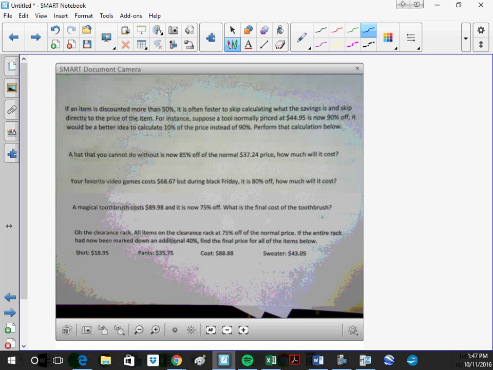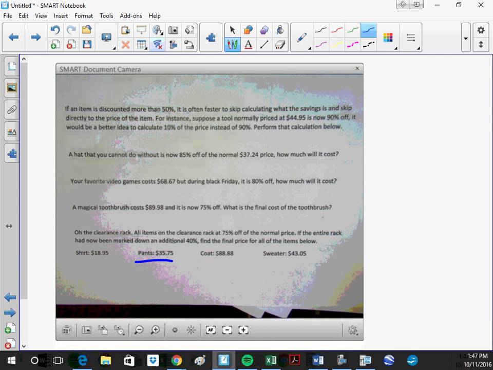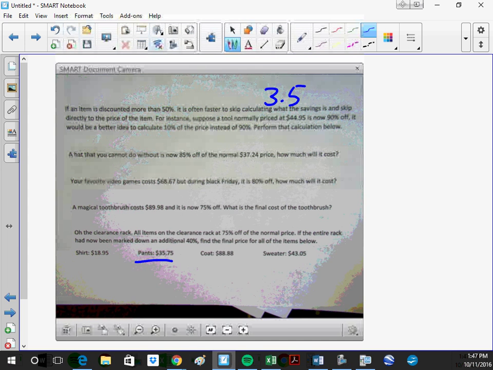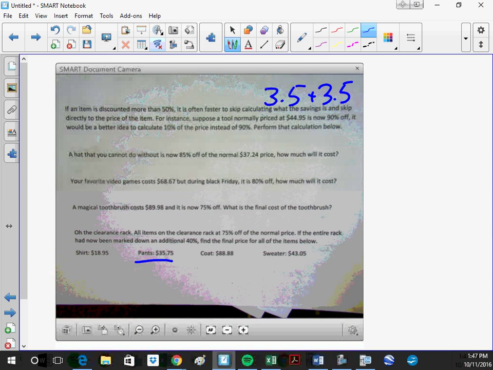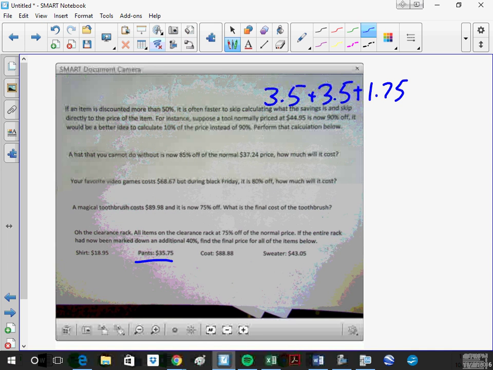So a pair of pants costs $35.75. If I turn that into 10%, I get $3.5. I want to calculate 25%, so I would add that 3.5 again. That brings me up to 20%. And then half of that would be $1.75. So 8.75.